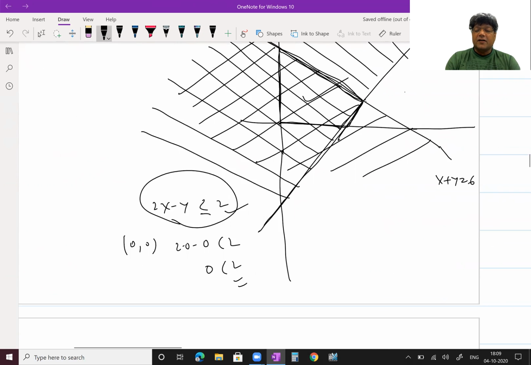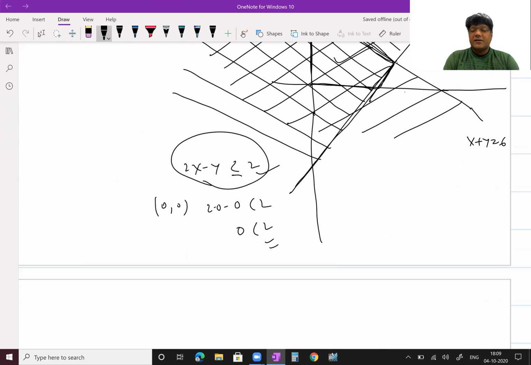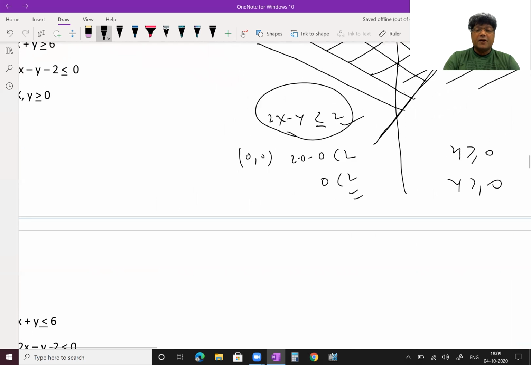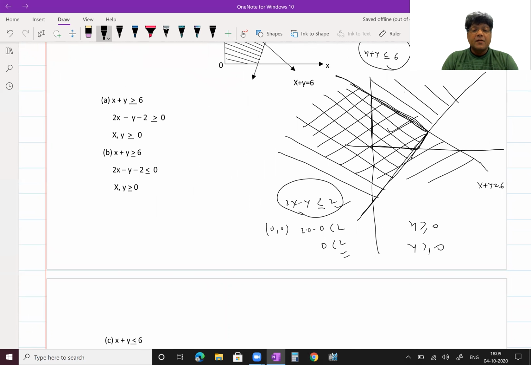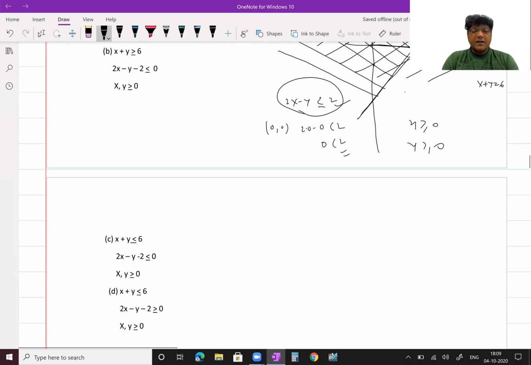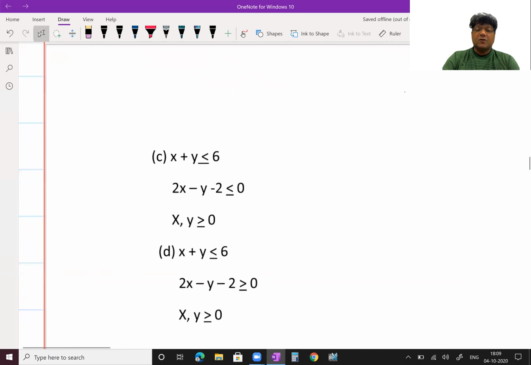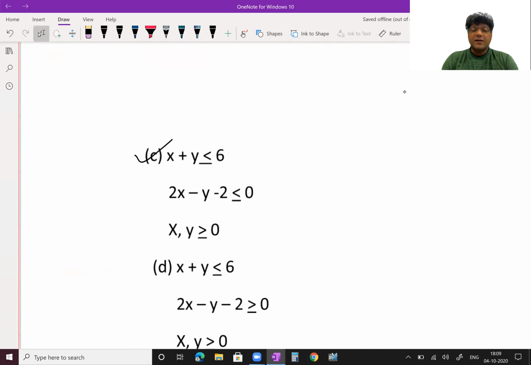First quadrant means x greater than equal to 0, y also greater than equal to 0. That is the meaning of first quadrant. Now we will see where it is present. It is present in option C. Guys, see, this is option C. So option C will be your answer.